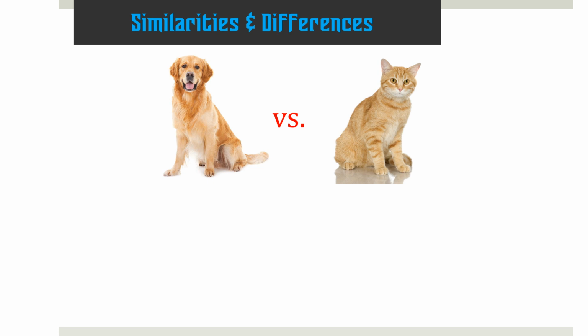What else? They both have ears. Good. And we can go through all the body parts, right? They both have a tongue, they both have two eyes, they both have a nose, a tail, four legs, et cetera, et cetera, et cetera. So we'll just say same body parts. Good. Anything else? No? Anybody else? Similarities?